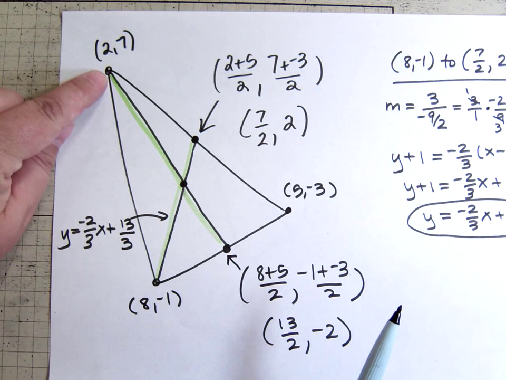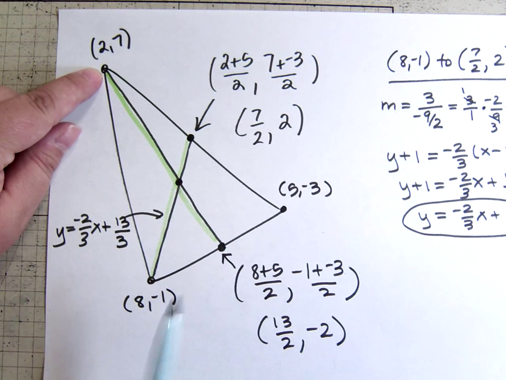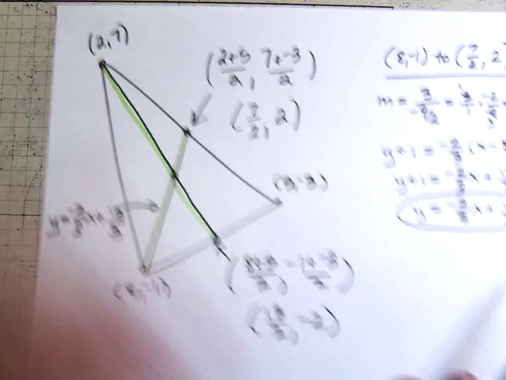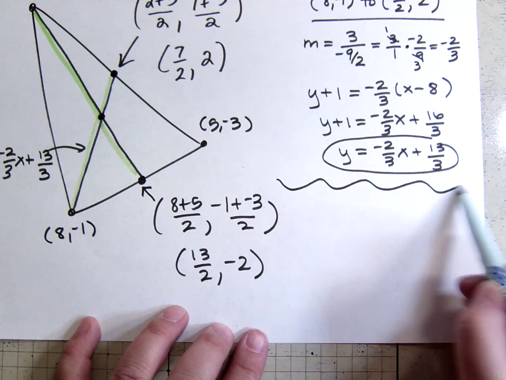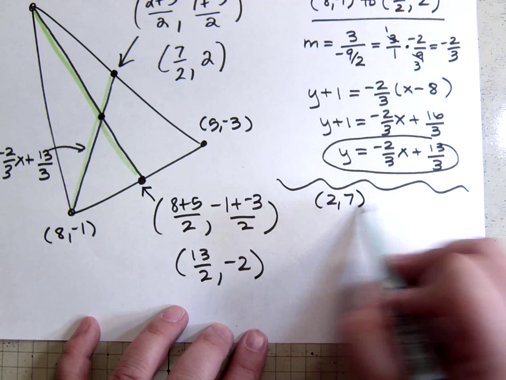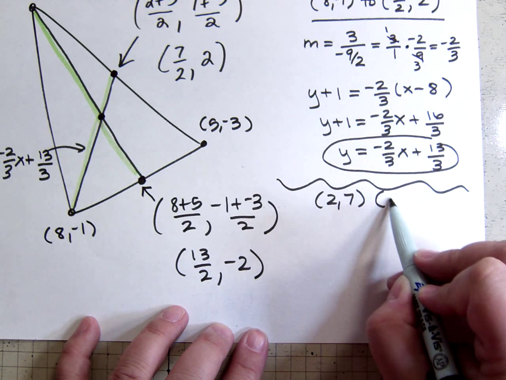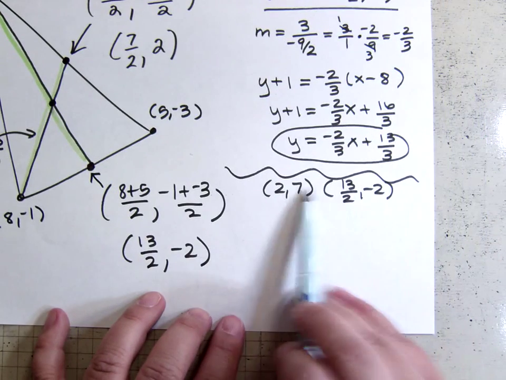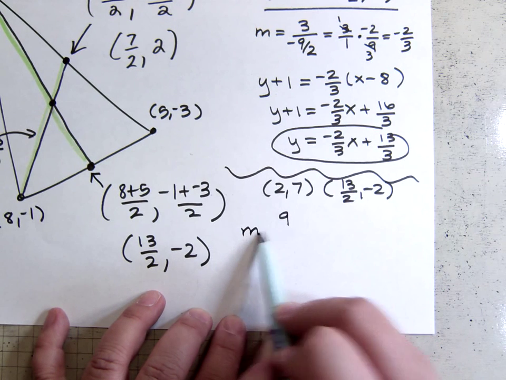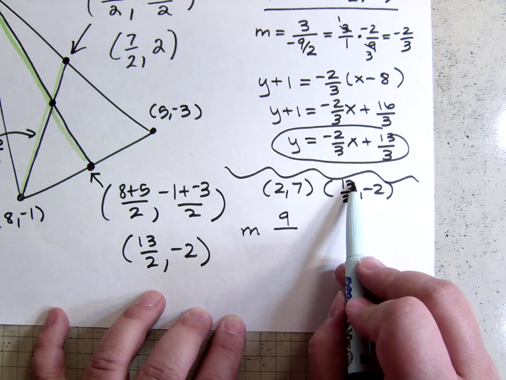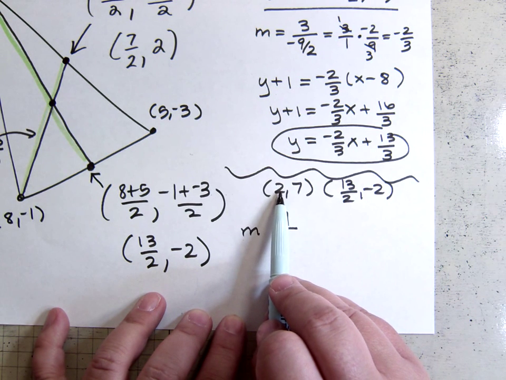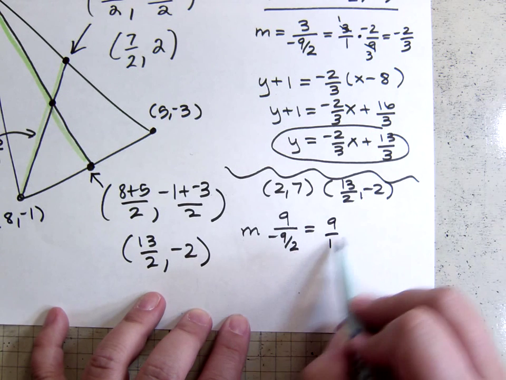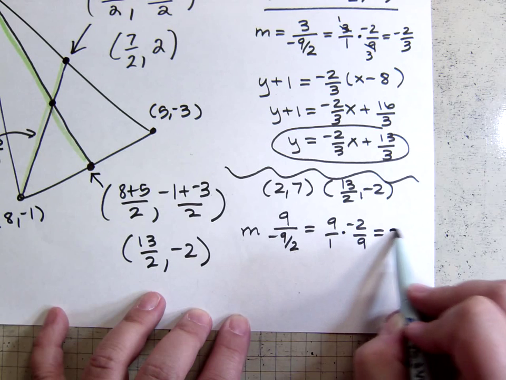Now I need to find the equation of the other line. So I'm looking for an equation of a line that goes from 2, 7 to 13 halves, negative 2. 13 halves is like 6.5. All right, so let's start a new thing here. From 2, 7 to 13 halves, negative 2. I'm going to stick with fractions. 7 minus a negative 2 is 9. This is the slope. 2 minus 13 halves, that's 4 halves minus 13 halves, which is negative 9 halves. So this is 9 over 1 times negative 2 over 9. So that's negative 2.